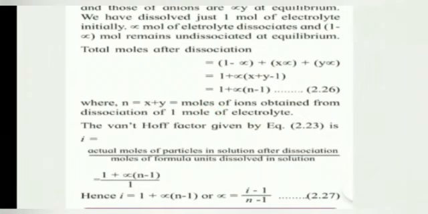The Van't-Hoff factor is given by actual moles of particles in the solution after dissociation upon moles of formula units dissolved in solution. Here the denominator will be equal to 1. Now, 1 plus alpha (n minus 1) upon 1. On further solving, we get i equals 1 plus alpha (n minus 1), or alpha will be equal to (i minus 1) upon (n minus 1). Like this we can calculate the degree of dissociation from the Van't-Hoff factor.